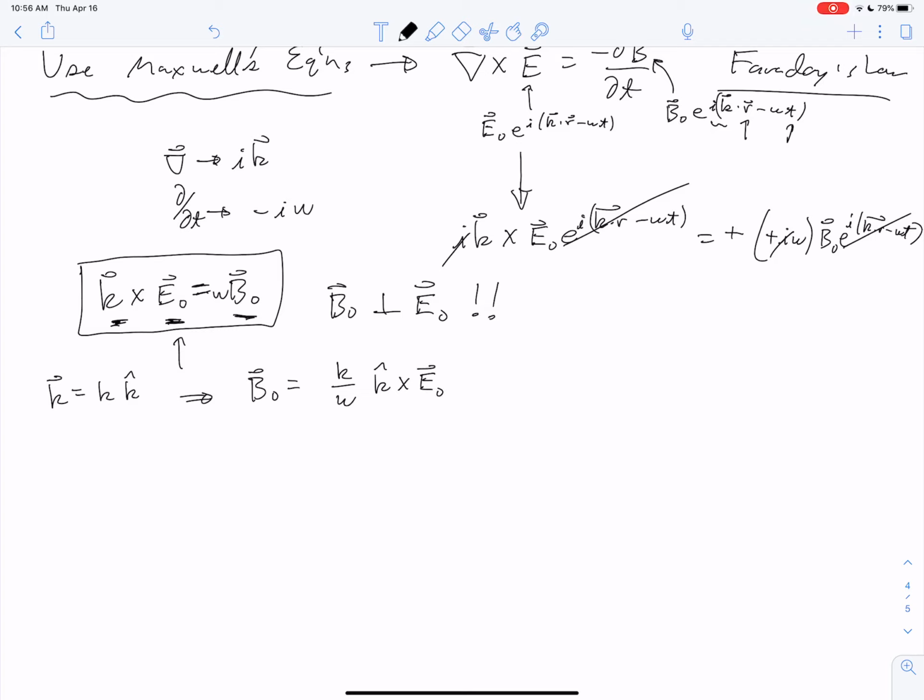Okay, just a very simple thing I did. I just brought the omega down under and did this little substitution. That's quite nice because we then notice that, remember, omega over k is equal to the velocity of the wave, and we know the velocity is c, and we know that c is equal to 1 over the square root of mu naught epsilon naught in vacuum.